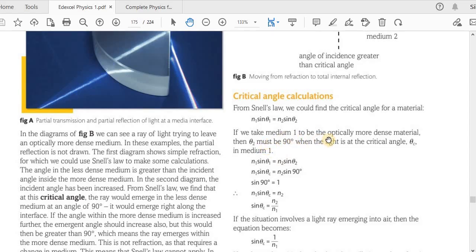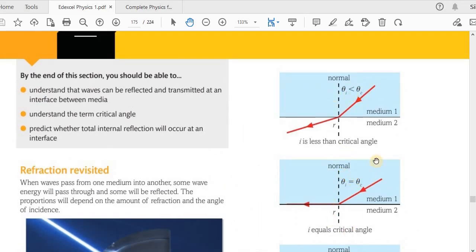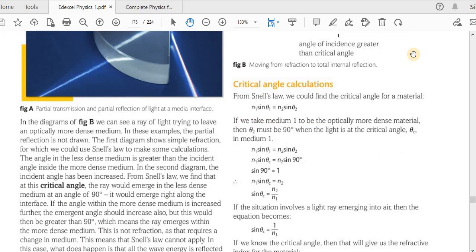If we then take medium 1 to be the optically more dense material, then theta 2 must be 90 degrees when the light is at the critical angle theta c in medium 1. So in medium 1, that is the denser medium, that is the case they are talking about. The angle of incidence is equal to the critical angle.